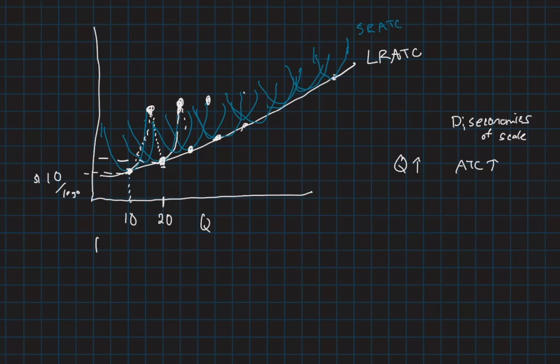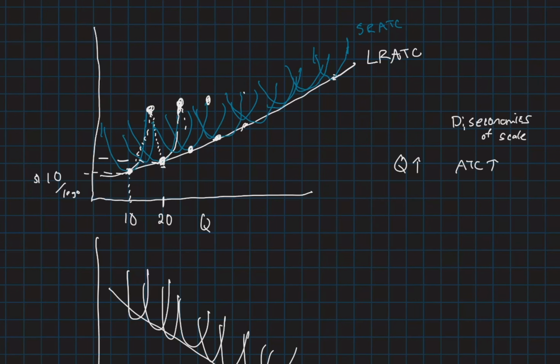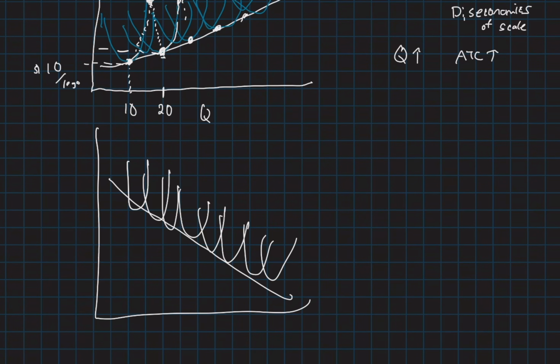It's just the long run average total cost curve is sloping down, and then you have U's that go like that. Okay. Hopefully this makes some sense.